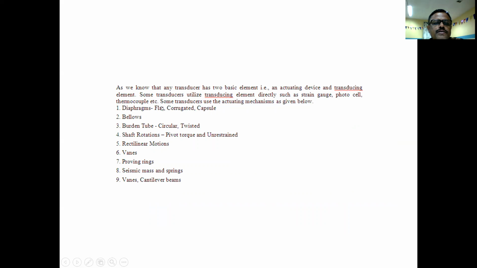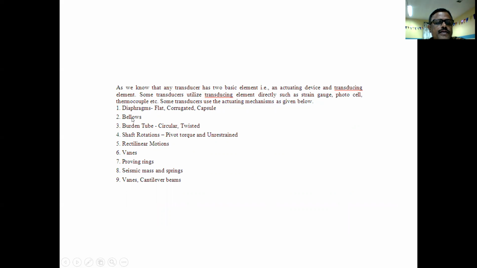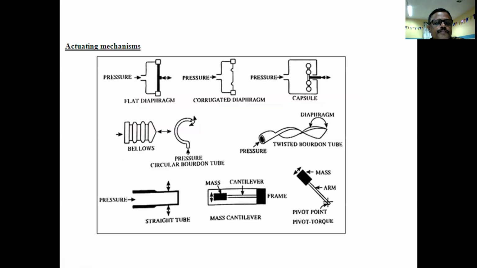So what are these transducing elements or rather actuating mechanisms? These are the actuating mechanisms that are listed here. Some transducers use actuating mechanisms like these. Diaphragms, which can be flat, corrugated or capsule type, as we have seen here. Then bellows, which we have seen here. This is also one actuating mechanism.